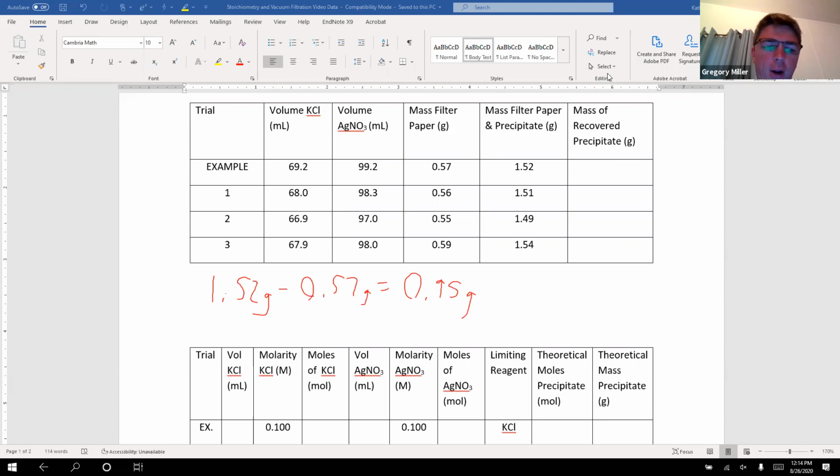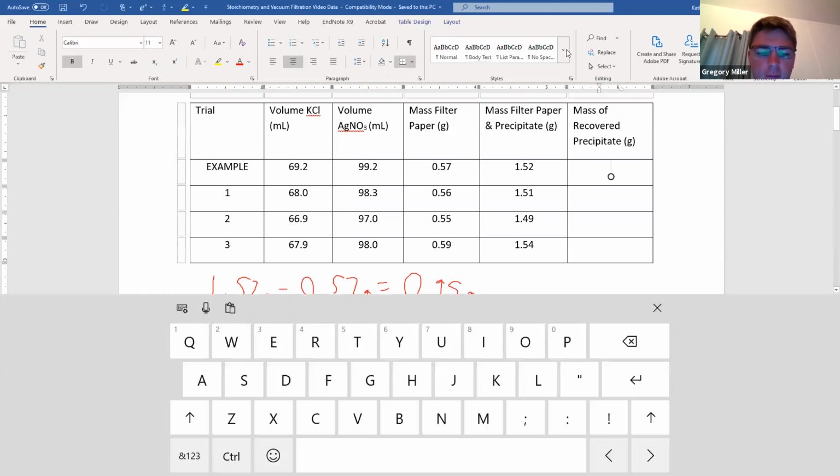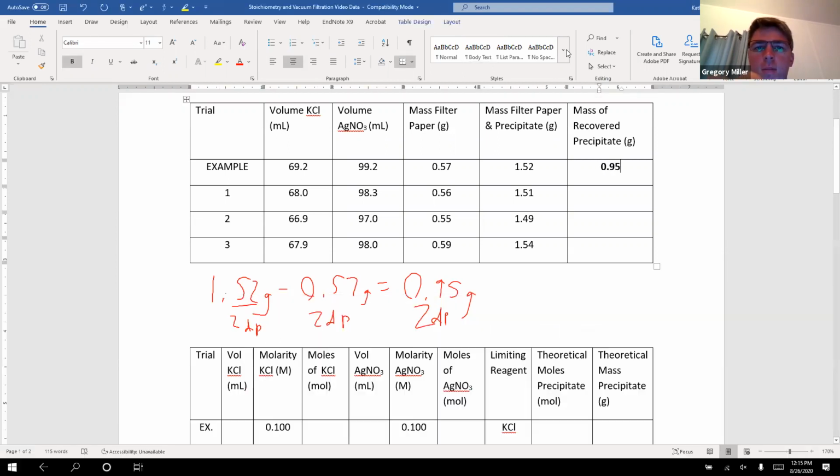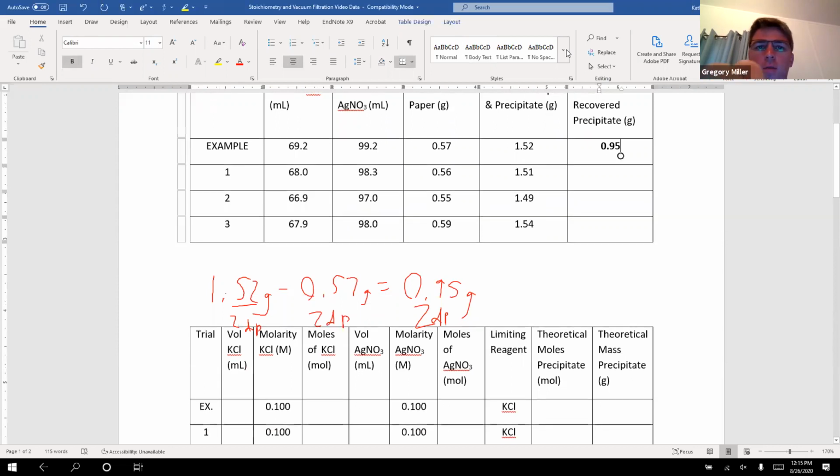We're doing subtraction, so we care about the number of decimal points. So that has 2 decimal points. This has 2 decimal points. Our answer needs to have 2 decimal points, which it does. Okay, so easy place to start.